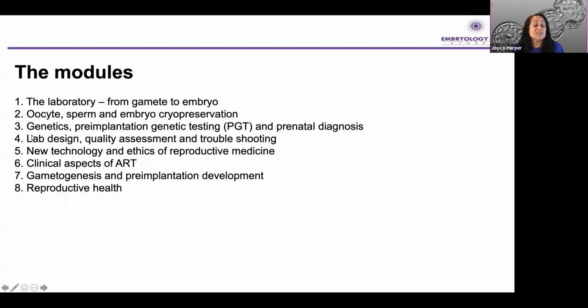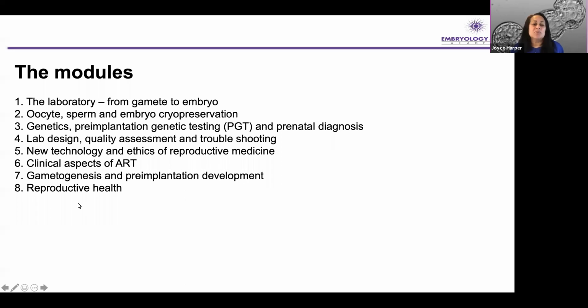A module close to my heart is about genetics, pre-implantation genetics and prenatal diagnosis. Again, this is quite a big module. There was lots to cover, but really I'm sure everyone will learn key information about genetics by taking this module. Lab design, quality assessment and troubleshooting, again, very, very essential module for any embryologist. So that's very, very lab orientated.